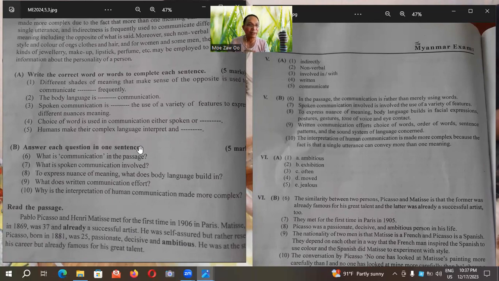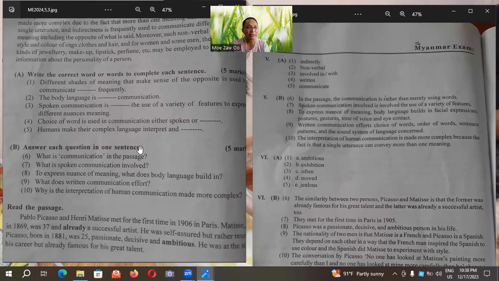Okay, number 7. What does spoken communication involve? Spoken communication involves the use of a variety of features.